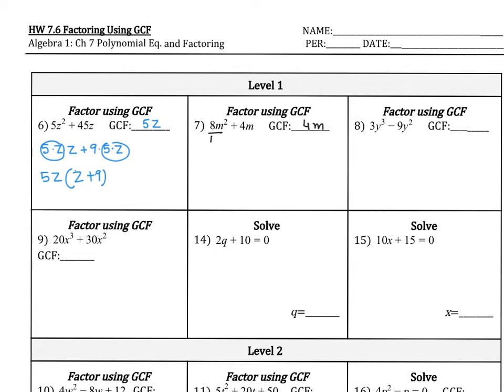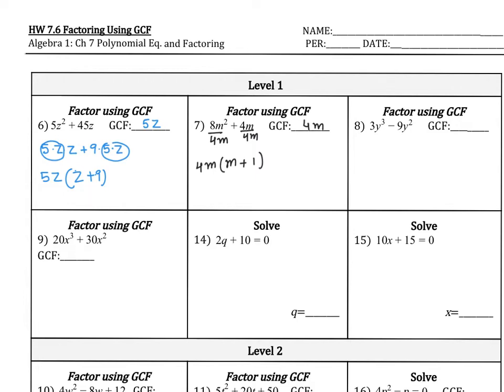You can divide this by 4m. So 4m is common. 8m squared divided by 4m is 2m. And when you divide this one by 4m, you're left with 1. So the GCF is 4m, and inside you're left with 2m plus 1. So this is another way of doing this: deciding what the GCF is and dividing both terms by it to see what you're left with inside the bracket.